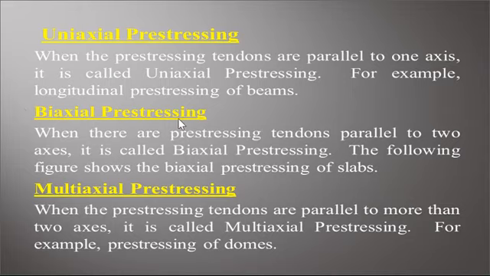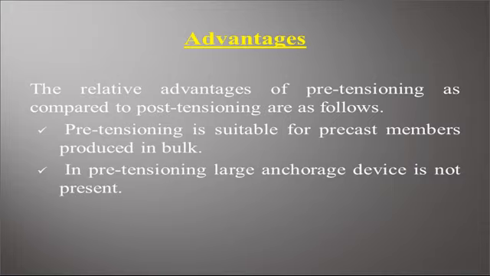Biaxial prestressing: when there are prestressing tendons parallel to two axes, it is called biaxial prestressing. We can say that in a two-way slab, we can provide the tendon along the x direction and along the y direction. Multi-axial prestressing: when the prestressing tendons are parallel to more than two axes, it is called multi-axial prestressing. Examples are domes. In case of circular domes and water tanks, we can go for multi-axial prestressing.